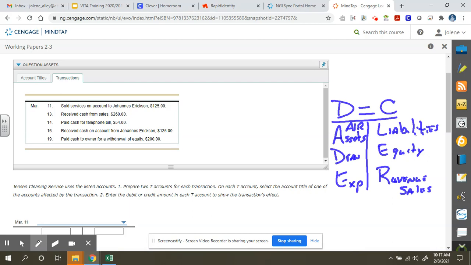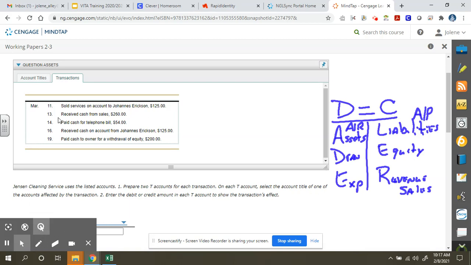Liabilities are those things that you owe. You have to pay somebody back. We call that an account payable. We have to pay somebody back. So DC Adler shows you where these types of accounts increase. The opposite side is where they decrease. You've got to remember that. And that's why we practice this.